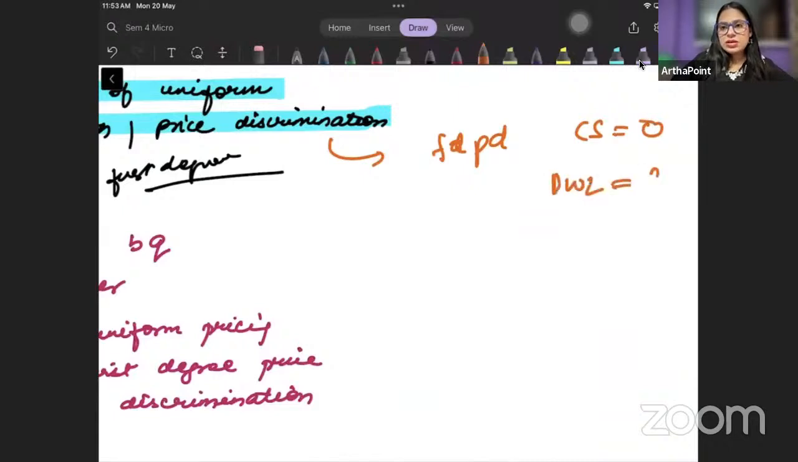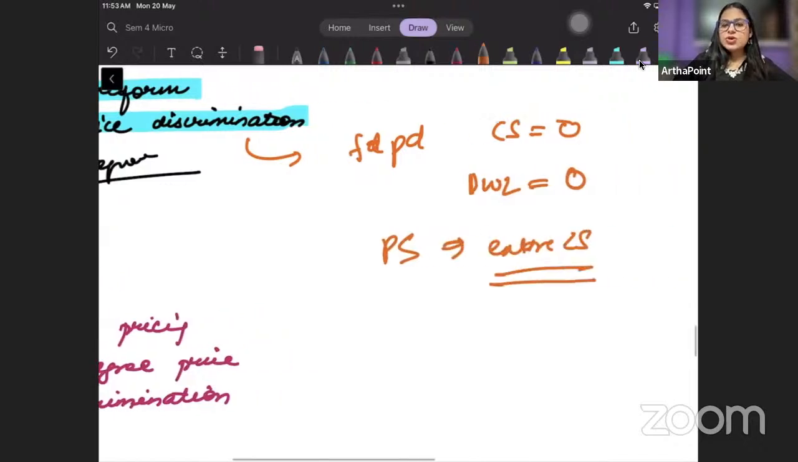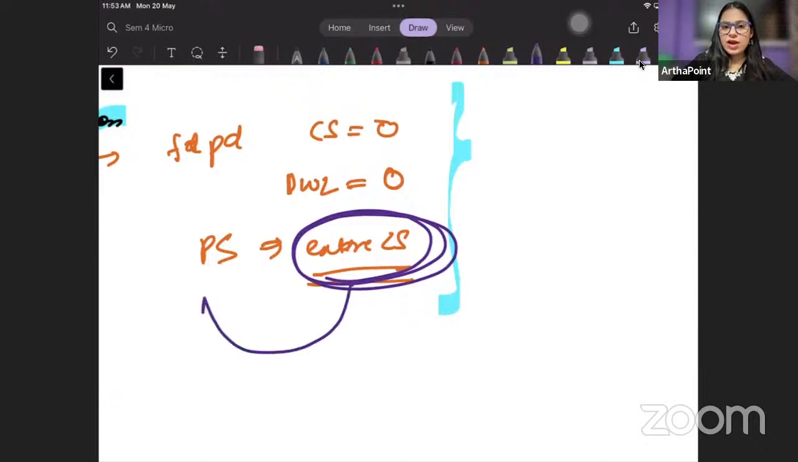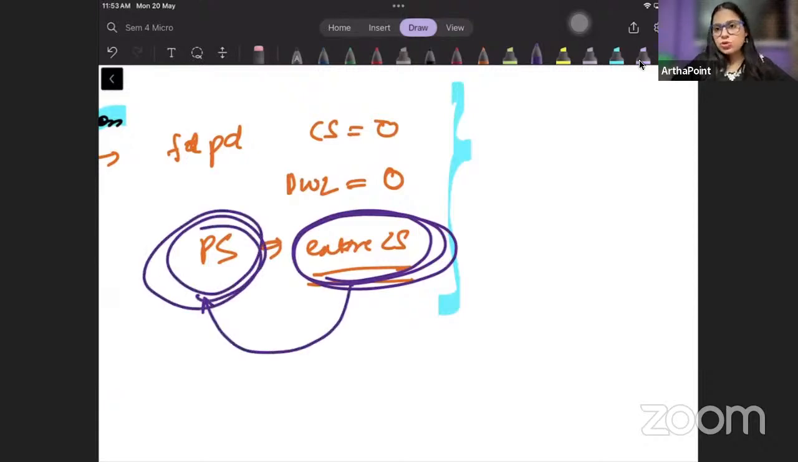Deadweight loss will be 0. Producer surplus will be the entire consumer surplus. So you need to make sure that you understand these facts well. Whatever consumer surplus you will get, you have to give that to the producer. वो producer surplus बन जाएगा. Consumer surplus in itself will be 0 and deadweight loss will also be 0. So this can definitely be asked in exam.